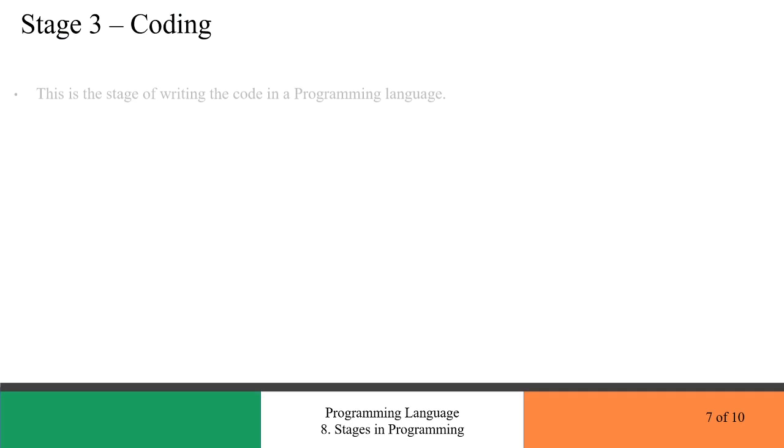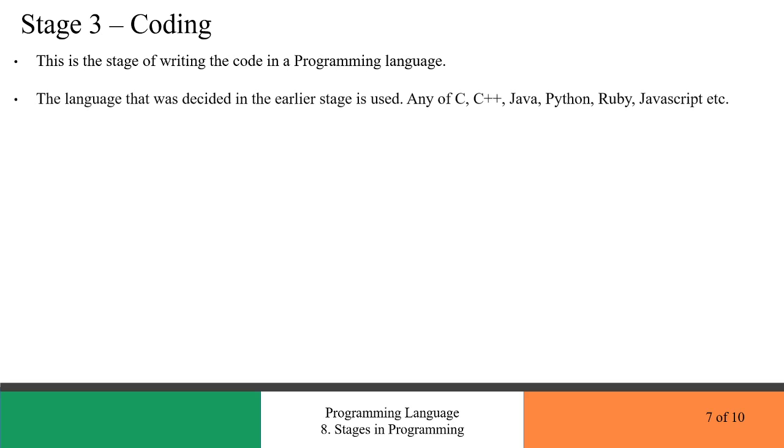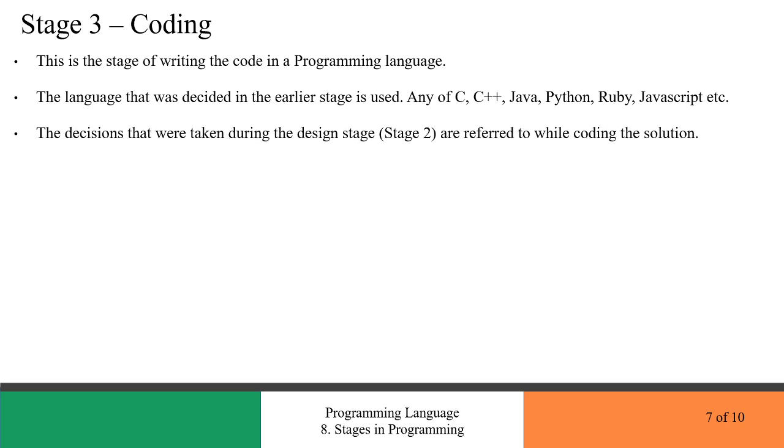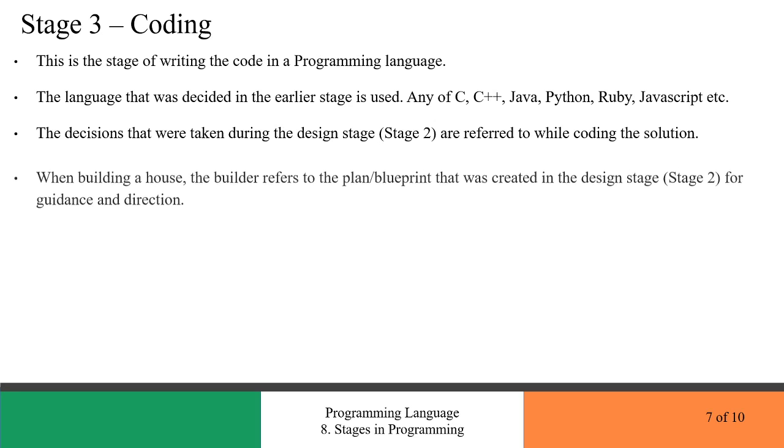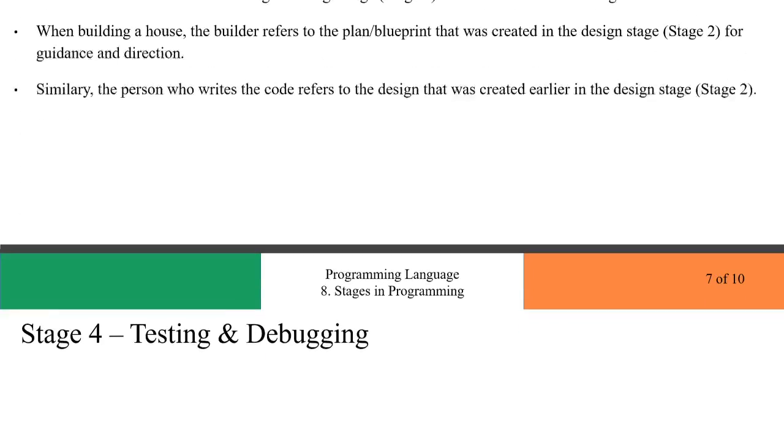which is coding. This is the stage of writing the code in the chosen programming language. The decisions that were taken in the earlier stage, namely stage 2 or the design stage, are referred to while coding the solution. While building a house, the builder refers to the plan or blueprint that was created in the design stage. Similarly, while coding, the person who writes the code refers to the design that was created earlier.